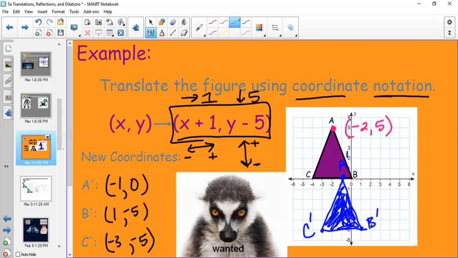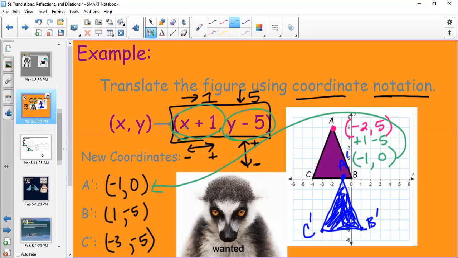But you could have also followed the rules with the coordinate notation. It says to take your x and add 1. That would give us -1. It says to take your y and subtract 5. That would have given us 0, which notice that is our A prime. So that's kind of where the connection comes into place.